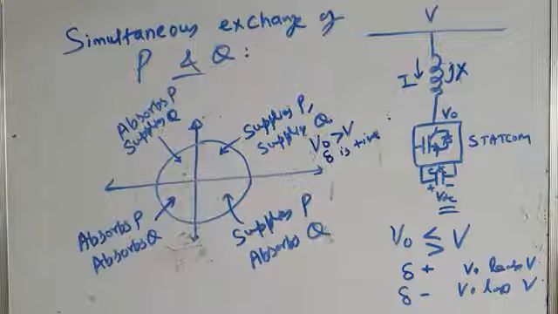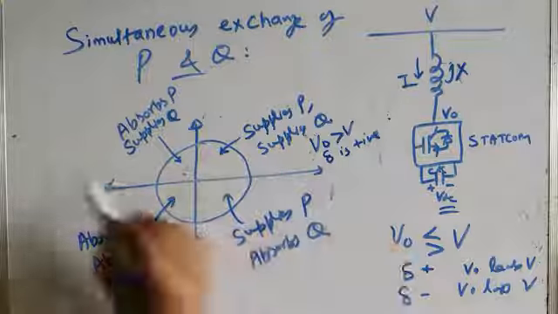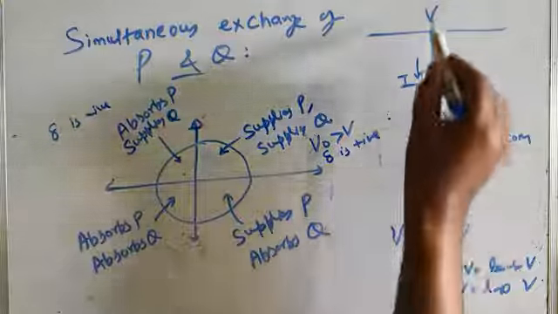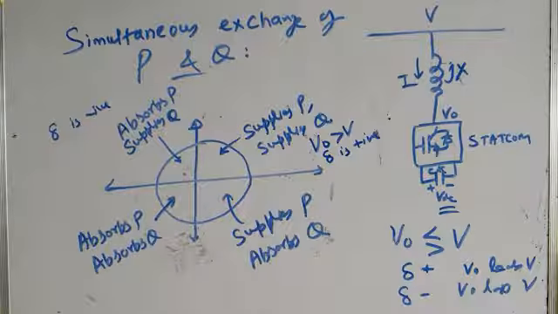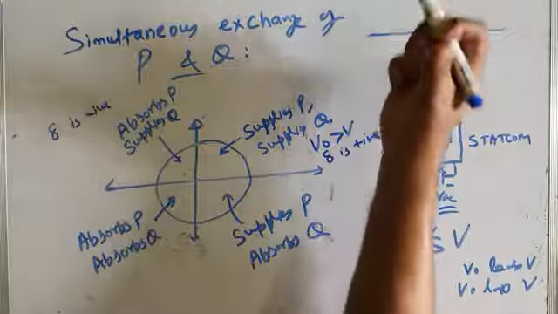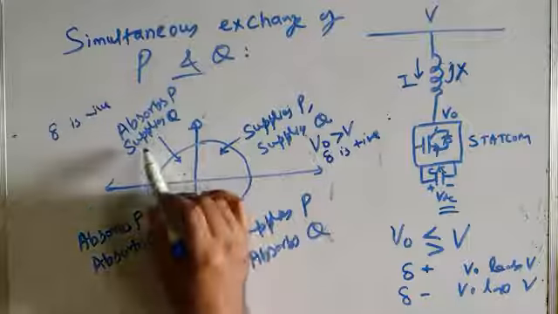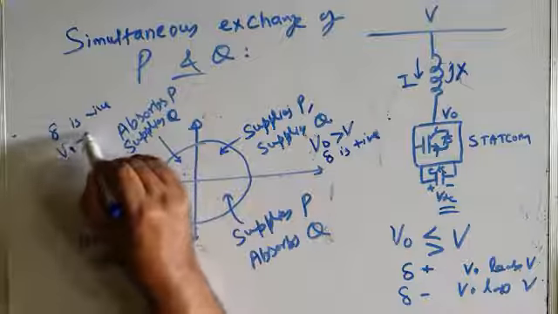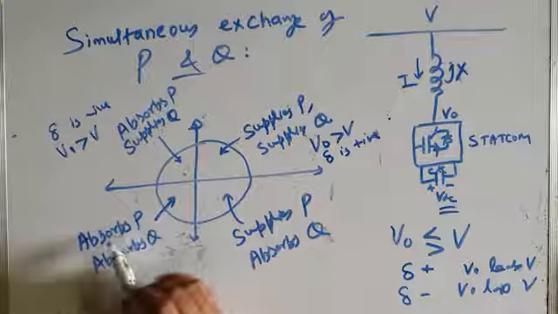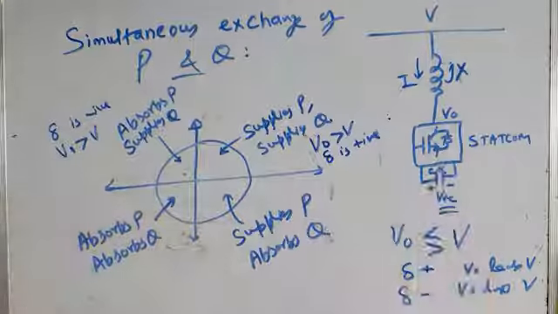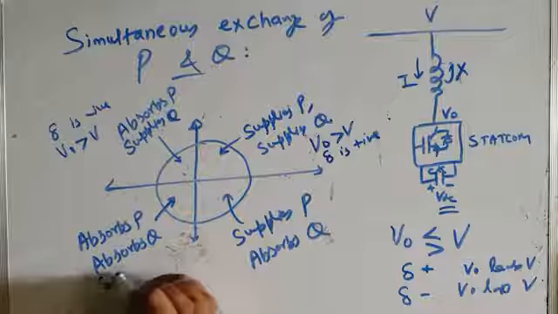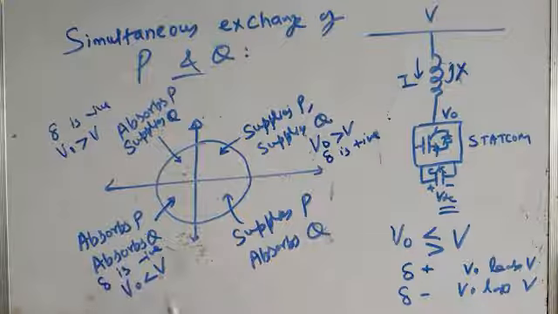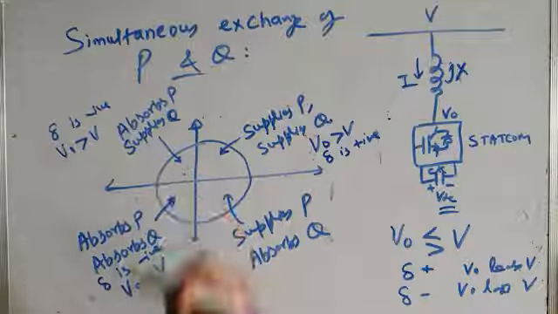We can make it absorb active power. How can it absorb active power? If delta is negative. Delta is negative means we can make V naught lag behind V. That is possible, and in that case it will absorb reactive power, and it can supply active power by making V naught greater than V. And in the third case, we can make it absorb active power as well as reactive power. That means delta will be made negative and V naught will be made less than V. When V naught is less than V, it absorbs reactive power.